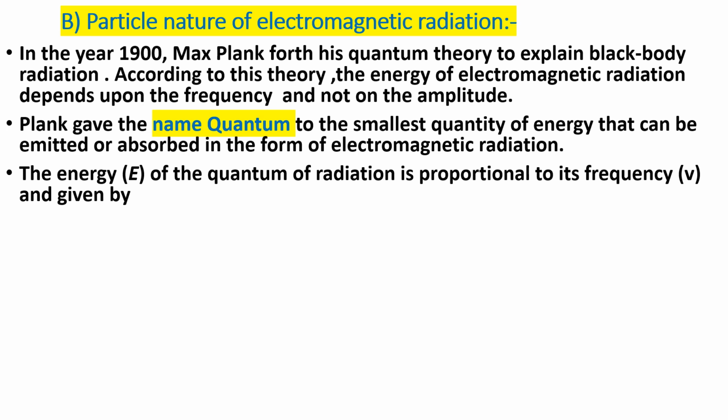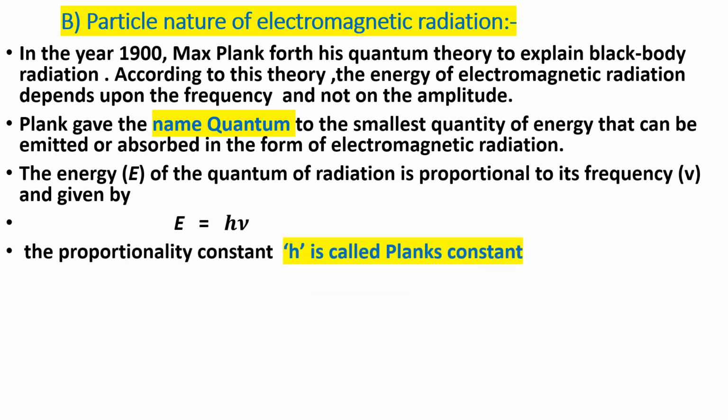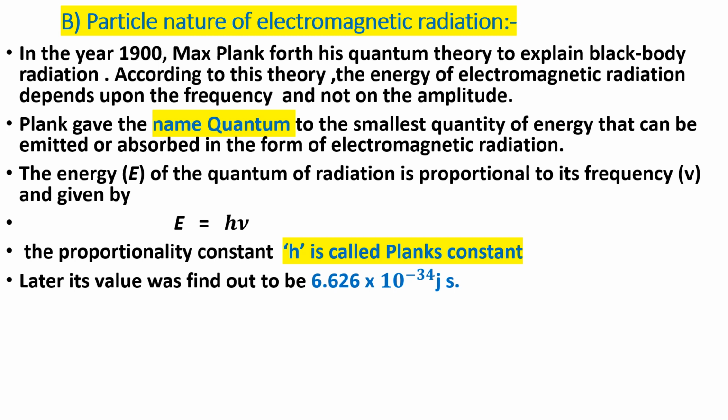The energy E of the quantum of radiation is proportional to its frequency and given by E is equal to h nu. The proportionality constant h is called Planck's constant. Later, its value was found out to be 6.626 into 10 raised to minus 34 joule second.